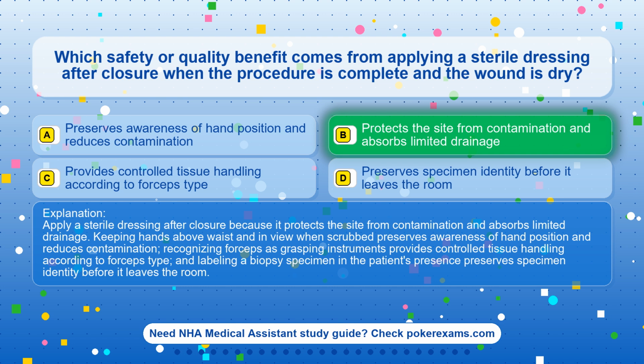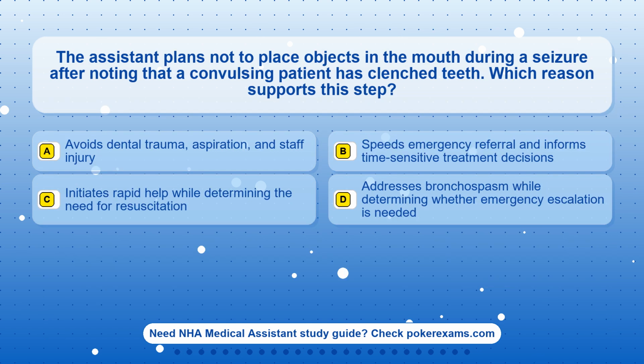Recognizing forceps as grasping instruments provides controlled tissue handling according to forceps type, and labeling a biopsy specimen in the patient's presence preserves specimen identity before it leaves the room. Question 7. The assistant plans not to place objects in the mouth during a seizure after noting that a convulsing patient has clenched teeth. Which reason supports this step?